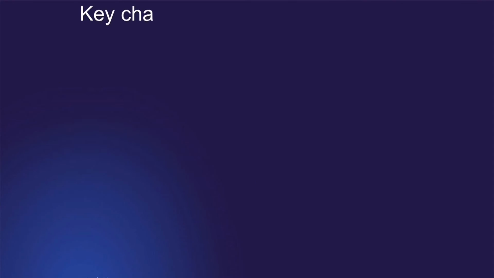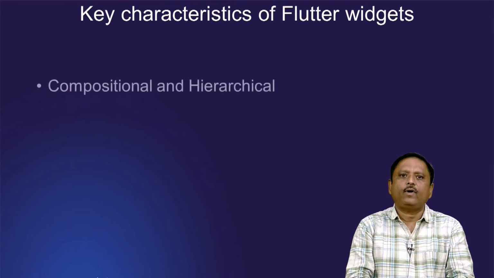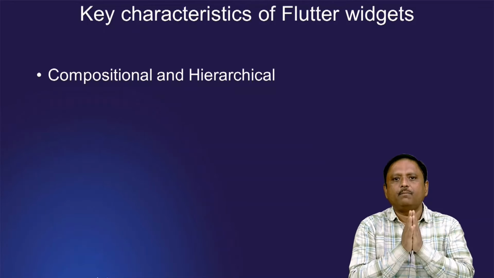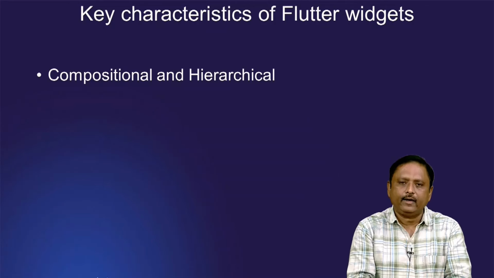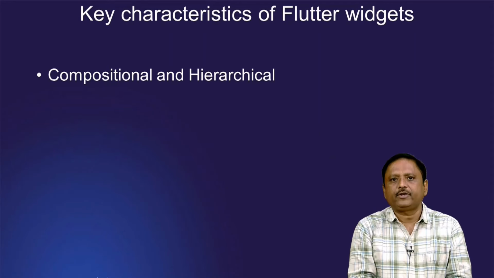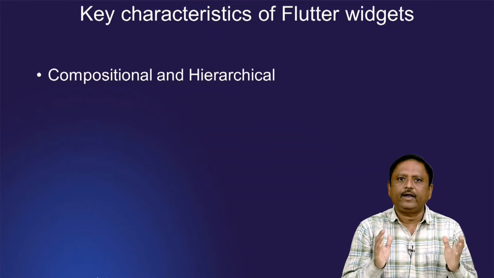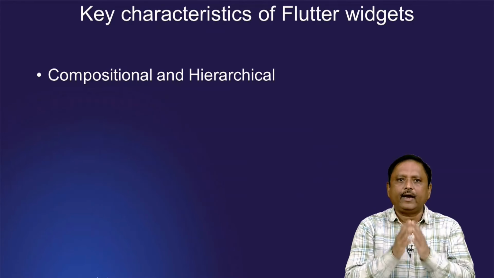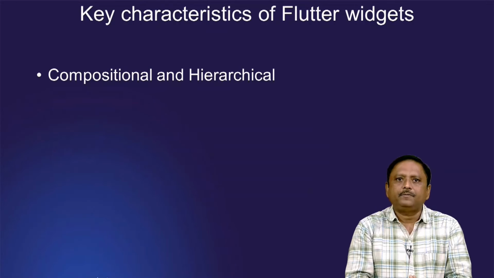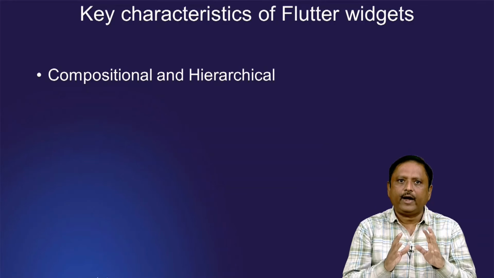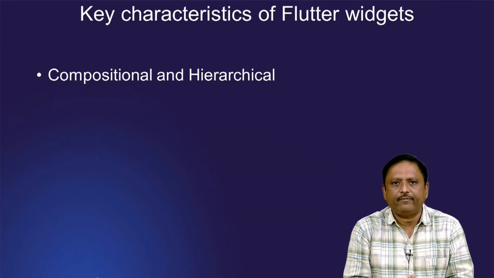Now let us understand the key characteristics of Flutter widgets. Flutter widgets have five key characteristics. First is compositional and hierarchical. Widgets are organized in a tree structure where widgets can contain other widgets, forming a hierarchy. This widget tree helps Flutter understand the layout and update the user interface efficiently.